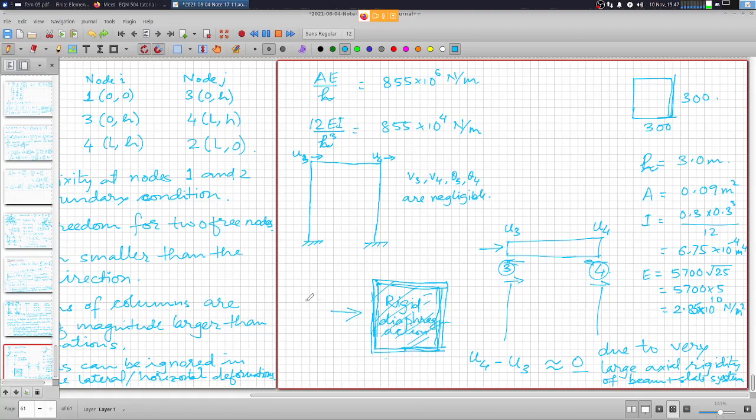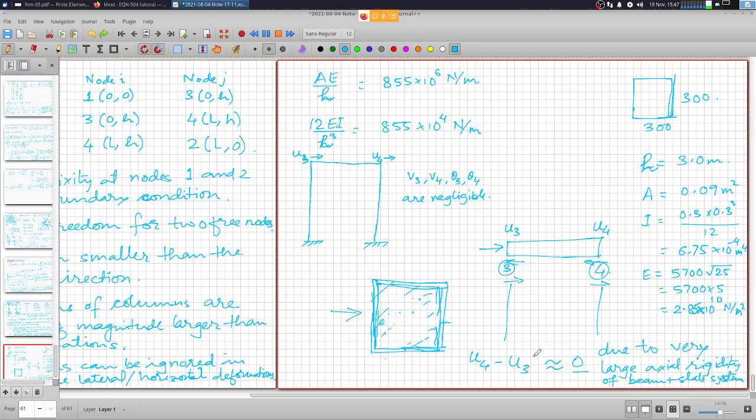So what it does is it enforces the condition that, well, this is rigid diaphragm action. I will come to this term a little later. Let me first ensure that axial rigidity is too large.